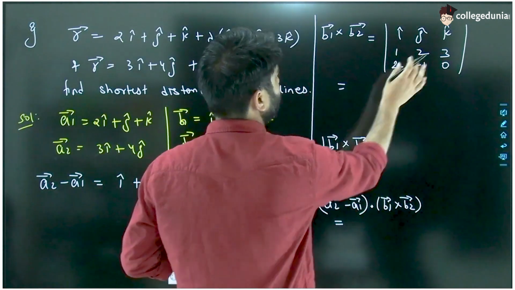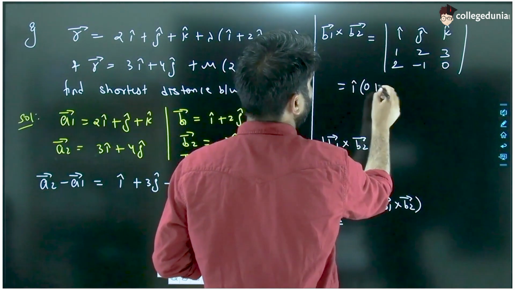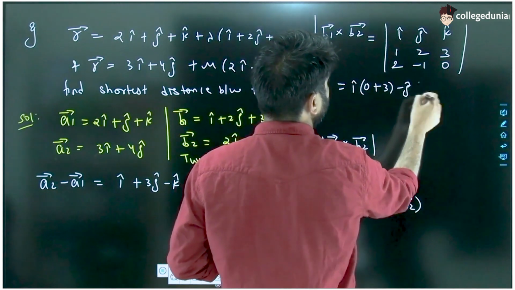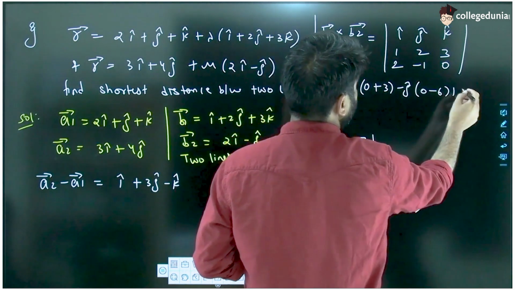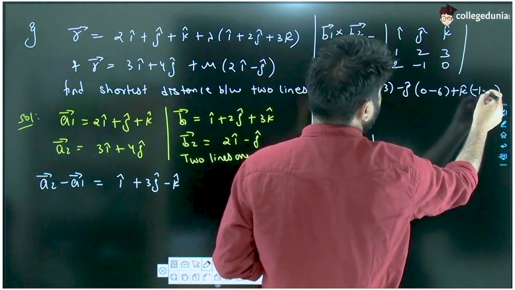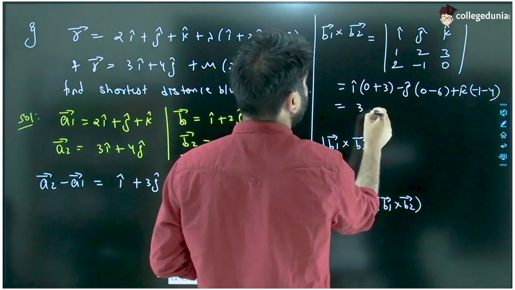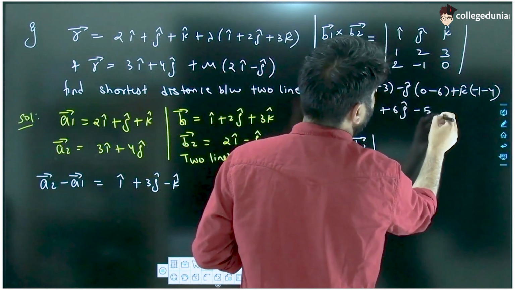So this determinant will be i times (0 plus 3), minus j. First row and second column will be eliminated: 0 minus 6, then k. First row and third column will be eliminated, so minus 1 minus 4. So now this is 3i plus 6j minus 5k.